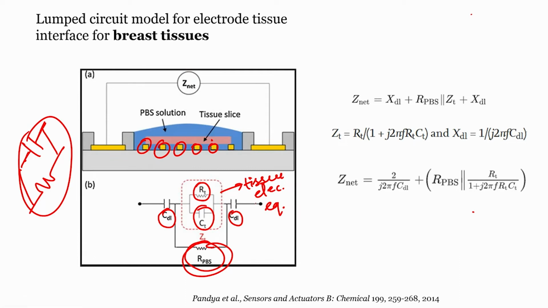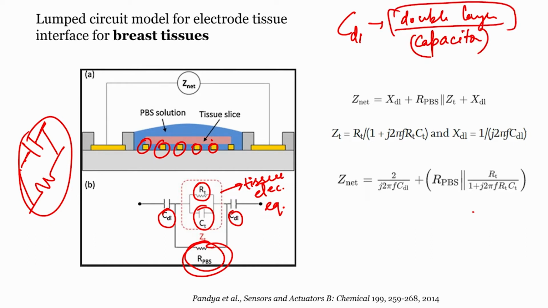So what is this CDL? CDL is a double layer capacitor. Now what is this double layer? DL stands for double layer. This double layer is constituted by the electrode and the tissue. So if you can see here, this part and this interface, this entire thing is called the double layer.